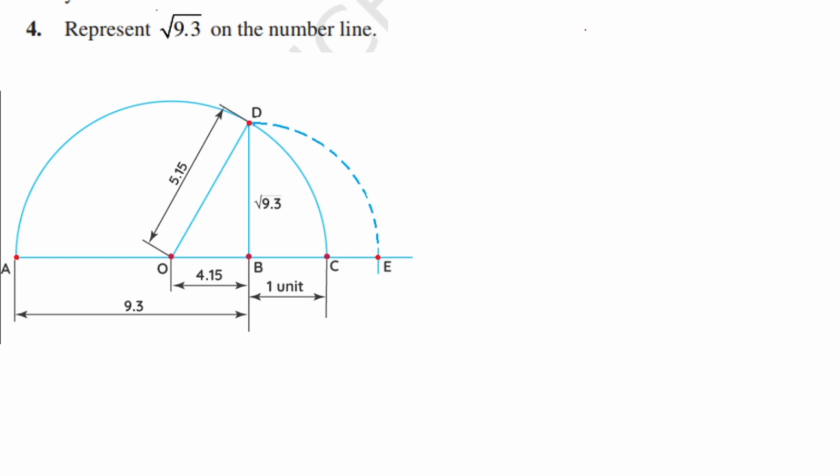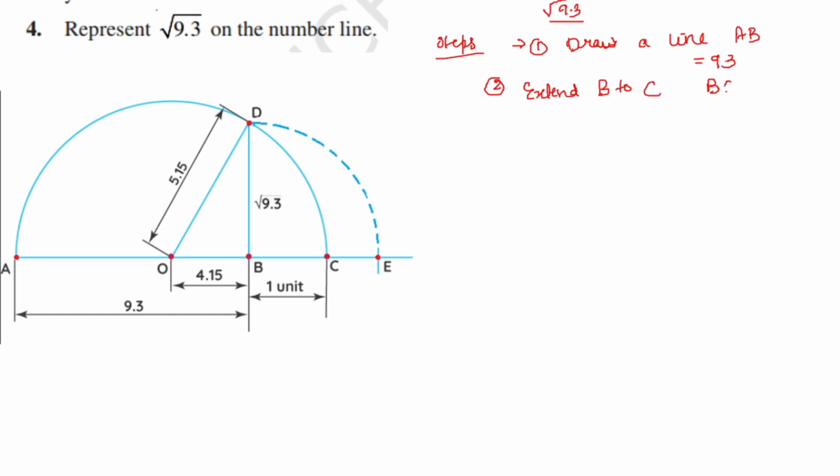Now here in this question we have to represent root 9.3 on the number line. So what are the steps of construction? The first step would be to draw a line AB which is equal to 9.3. Now the next step is to extend B to C such that BC is equal to 1 unit.